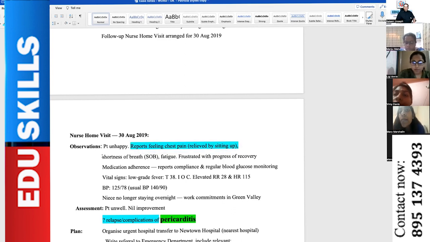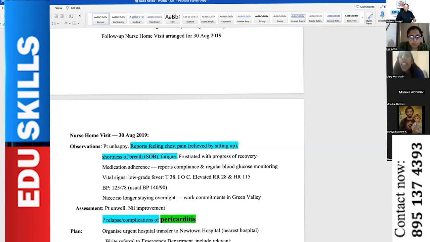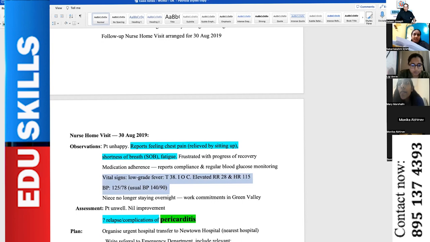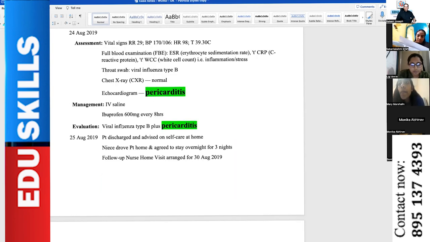Shortness of breath. All these are the symptoms or complaints of the patient, which is important. Vital signs, the fever. Yes. These things are required. Evaluation, viral influenza type B plus doses, that is required.